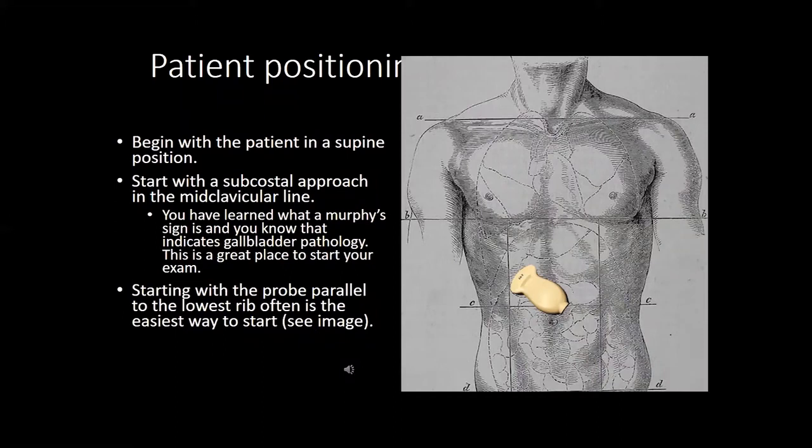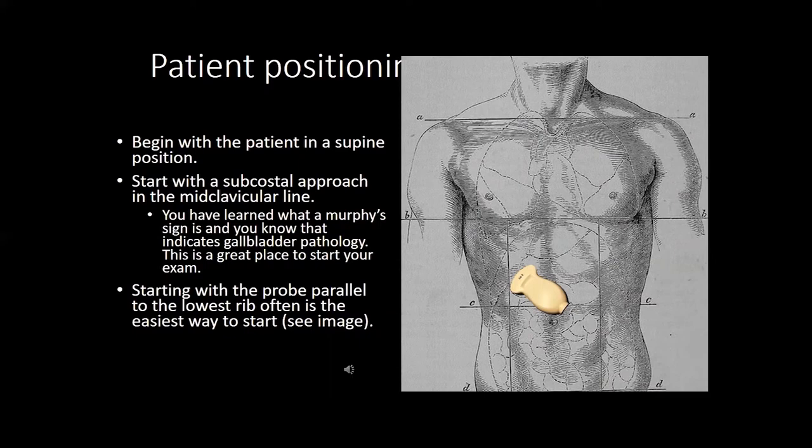Once you have selected the appropriate probe, you need to ensure that the patient is correctly positioned. You should start the exam with the patient in a supine position. Now identify the lowest right rib and place your probe below it at the midclavicular line. See the included image. This will allow you to perform the exam from a subcostal approach.